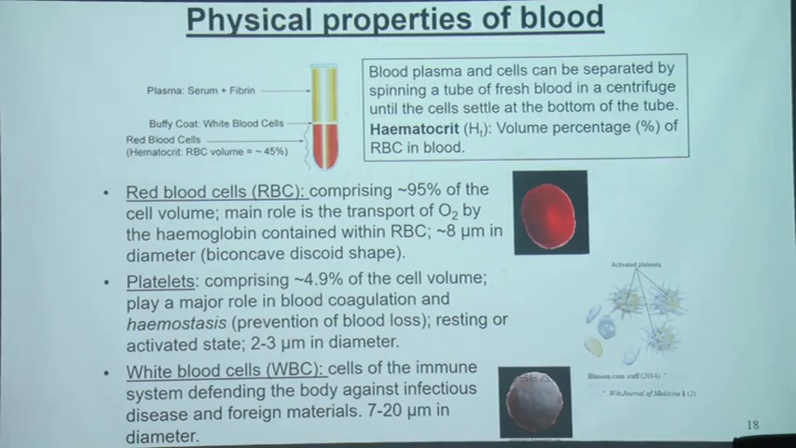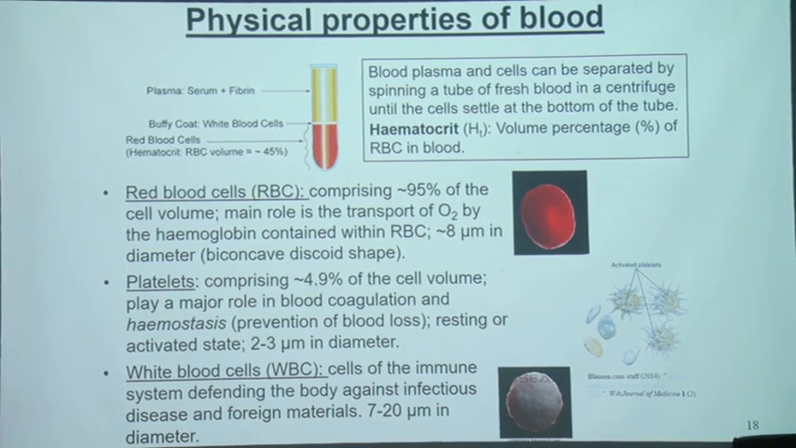Now let's look at the cellular components. The other 45% of the blood contains red blood cells. Red blood cells are the most abundant type of cell in blood, comprising about 95% of the cell volume. We all know about their important role. The main role is to transport oxygen through the hemoglobin contained within red blood cells. Their normal shape is like a donut with a dimple in the middle, and the diameter is approximately 8 microns.